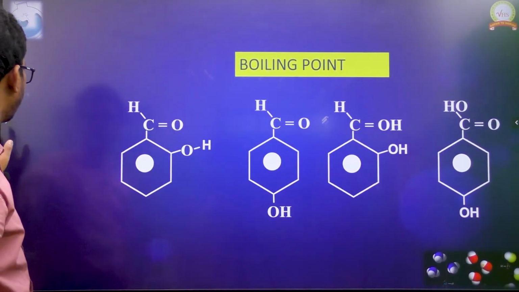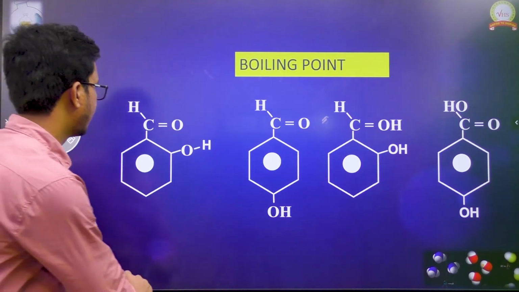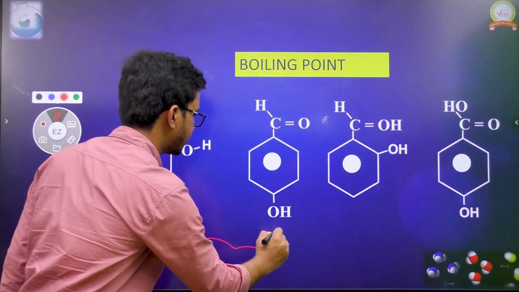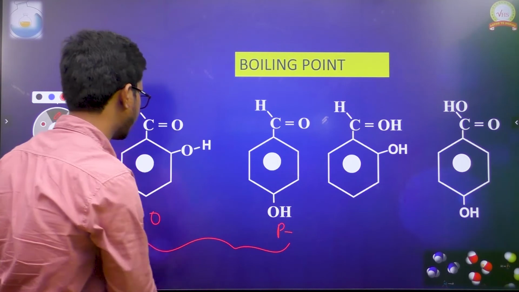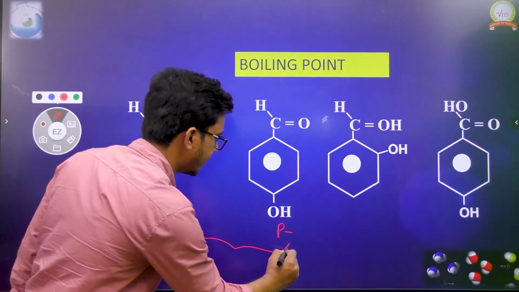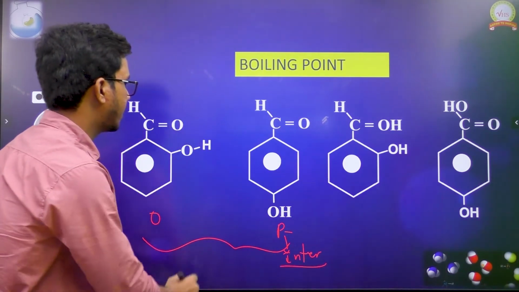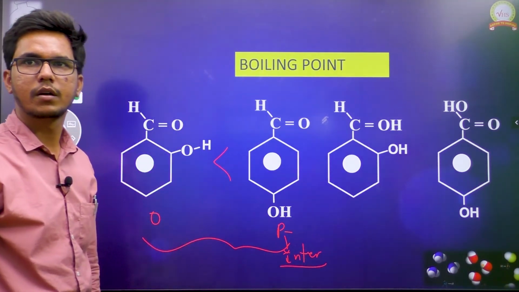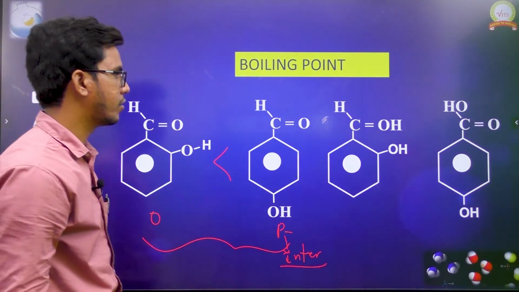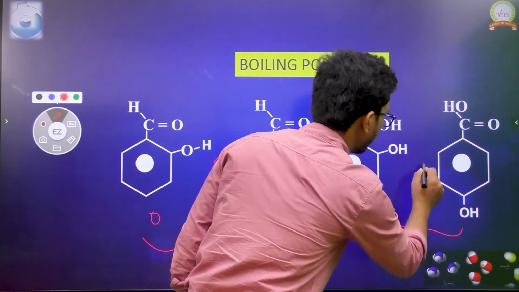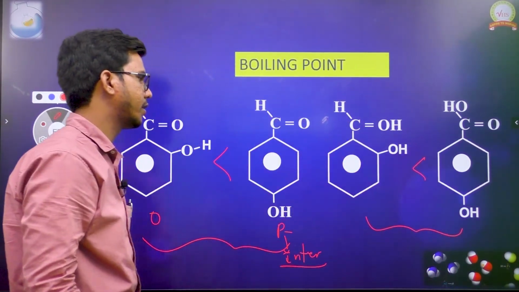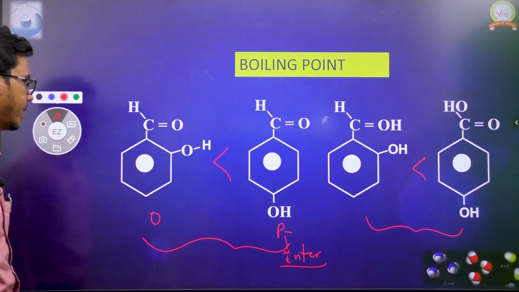Next, let us take the boiling point order here. The same thing, this is para substituted, this is ortho substituted, and this forms intermolecular hydrogen bonding. That's why this one will possess more boiling point over there. If we take these two also, the second one, because of the para substitution, forms the hydrogen bonding readily. Next.